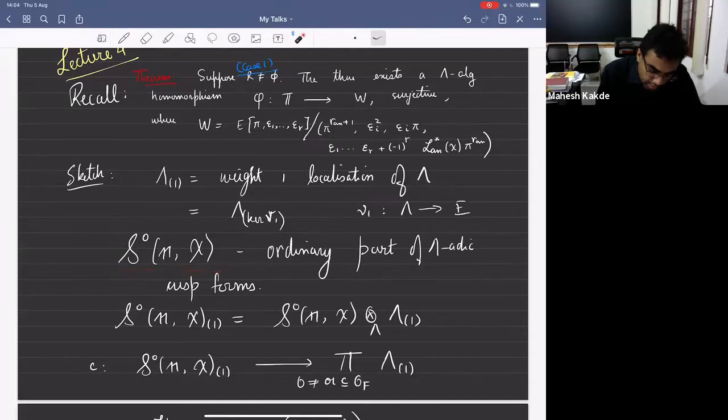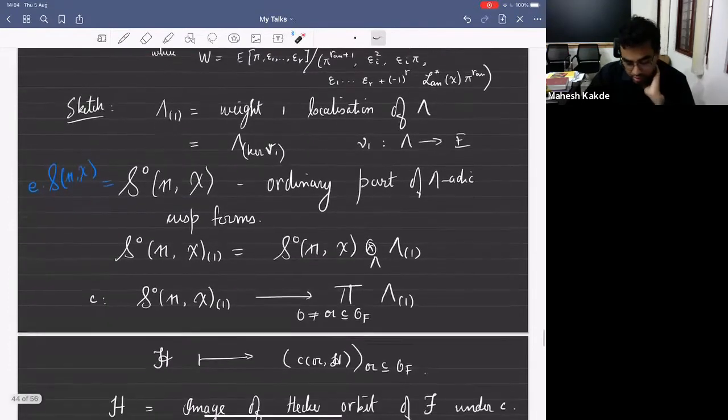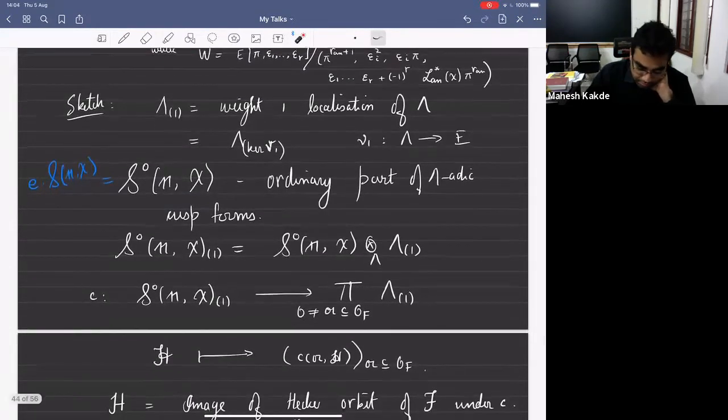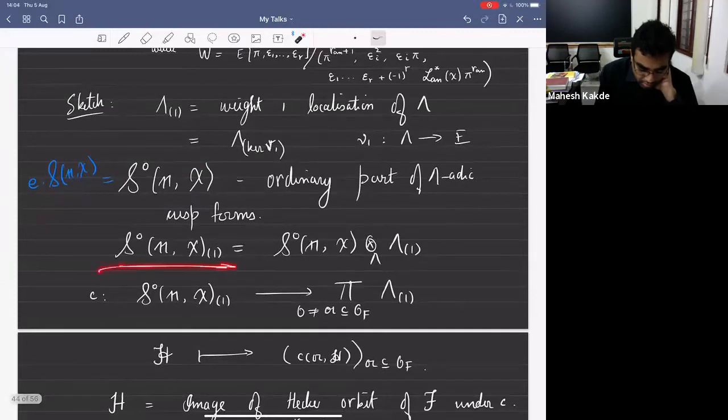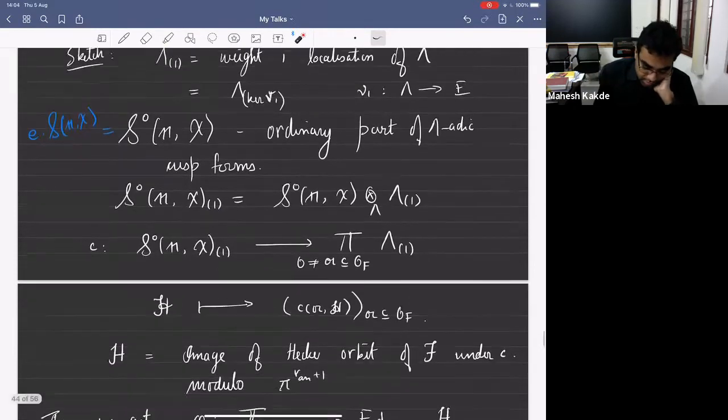So remember, without this O at the top, this was the lambda-adic space of cusp forms, and this O at the top just means the ordinary part of it. So if you like, this is E times S n chi. Okay. So that's what the Hida operator gives you, the ordinary part of the space of cusp forms. And then I localize that at weight 1. So I'm only concentrating around my weight 1 points.